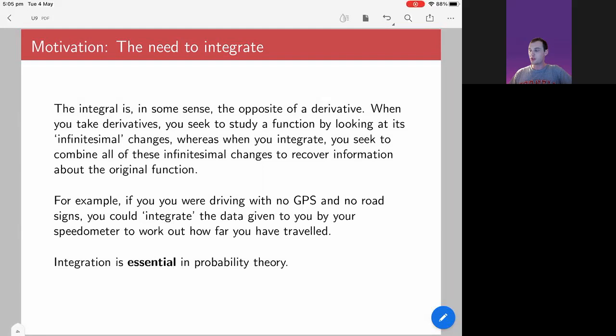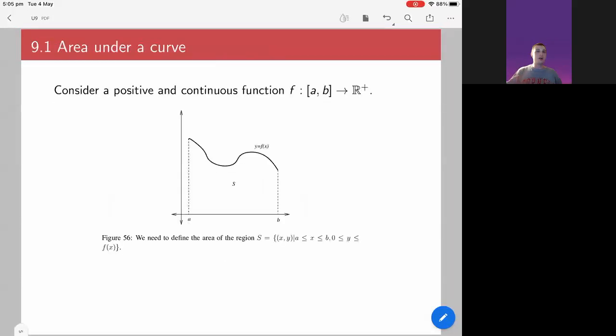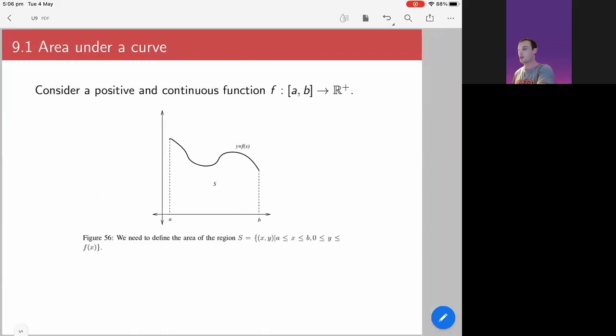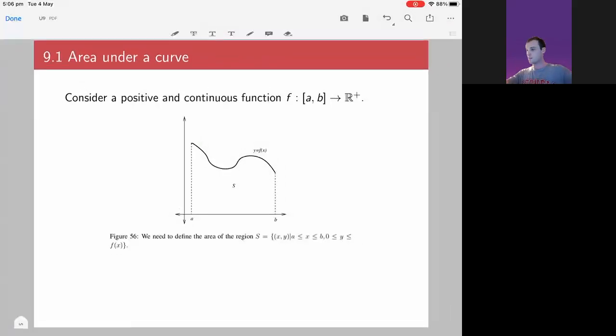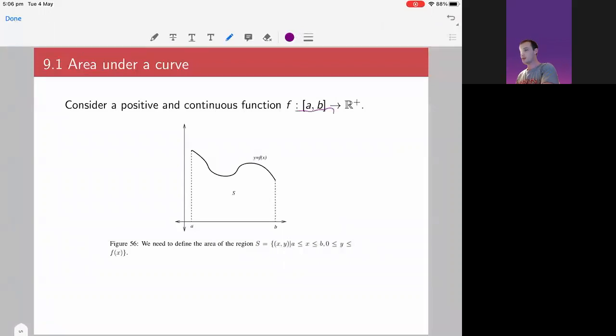Now, integration. What is this all about? Well, we're actually going to start with a geometric approach to integration. Let's say you've got a positive and continuous function that's defined on some closed interval, and let's say it's going into the positive real numbers. Let's say it just looks like this guy here. Question: what is the area under the curve?